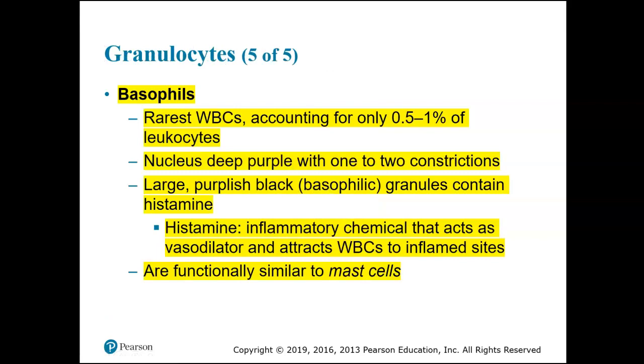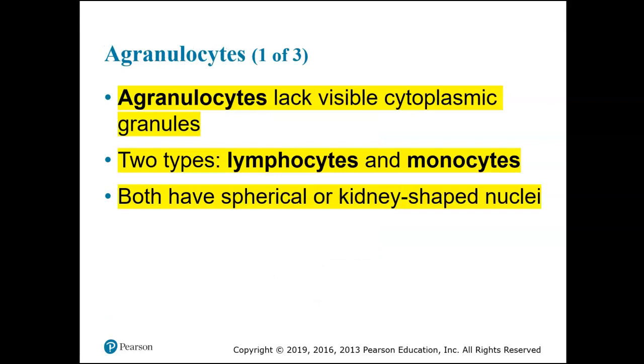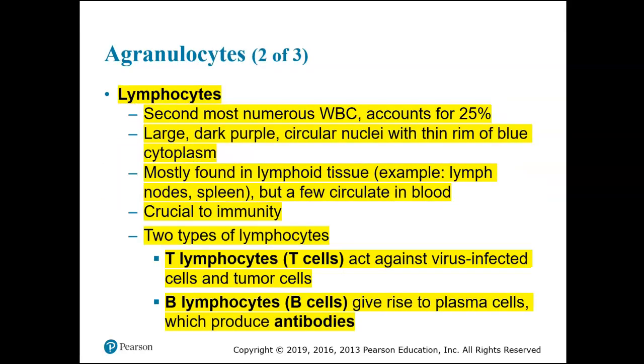And here you see the red granules in the eosinophils and the earmuff appearance of the nucleus. Basophils are the rarest white blood cell, usually less than 1%. They're known for their large purplish black granules and releasing histamine. The agranulocytes are the lymphocytes and the monocytes. The lymphocytes are the second most numerous white blood cell.